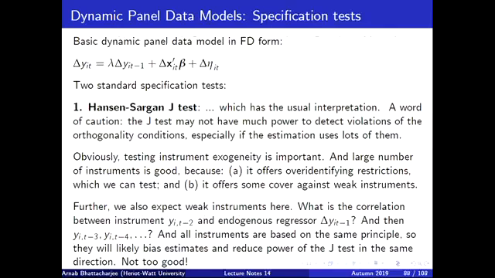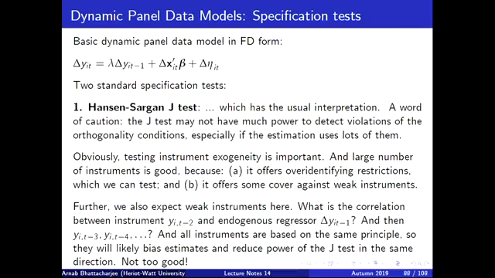So there are going to be two standard specification tests here. One is Hansen-Sargan. That is straightforward, right? There are a large number of moment conditions here, so we need to check the validity of these moment conditions. Usual interpretation, a word of caution I've said, the J test may not have power to detect violations of orthogonality conditions, especially if the estimation uses lots of them. Right? So power will be lacking, okay? But maybe you can bypass that by having larger sample sizes.